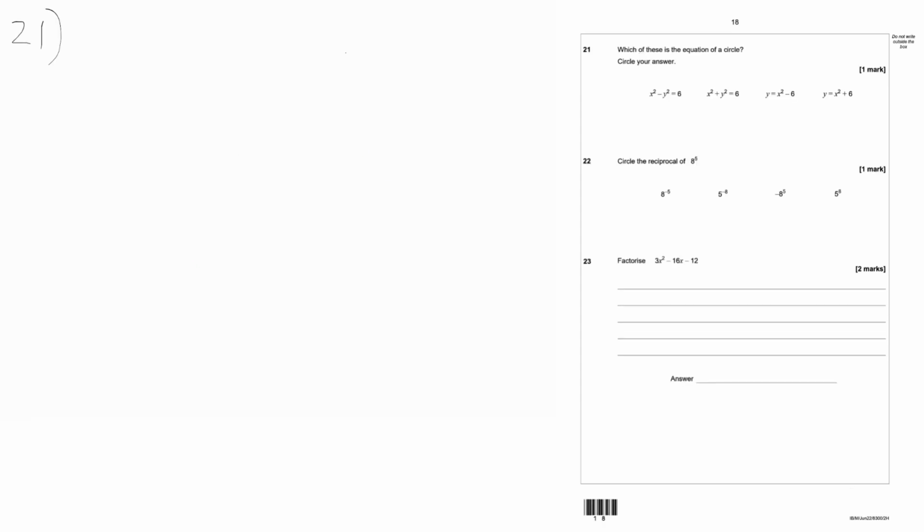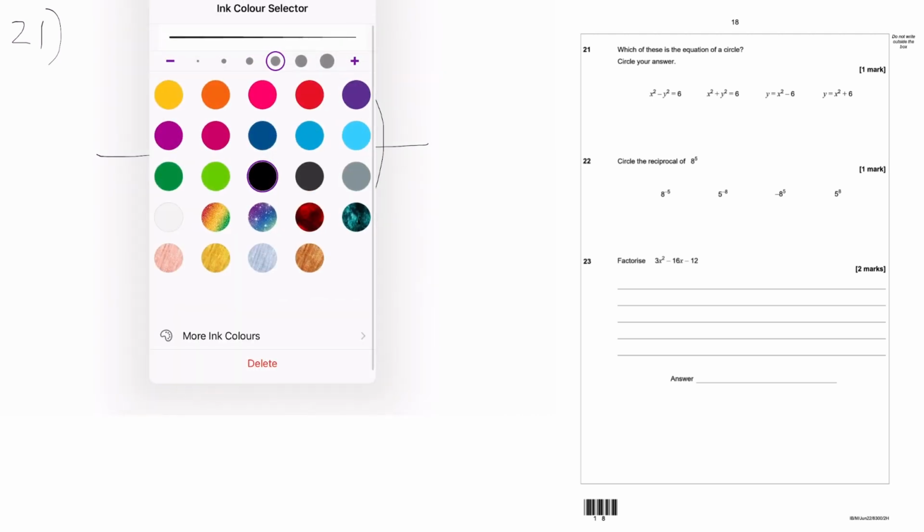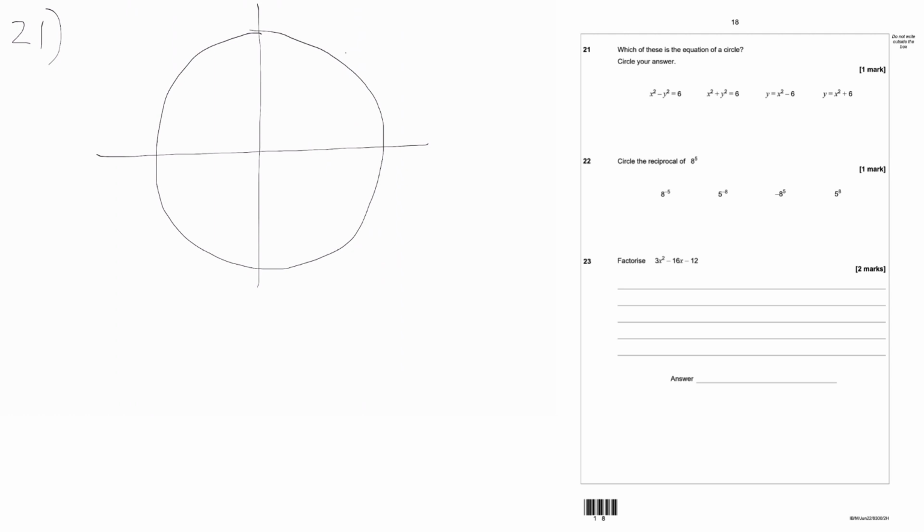Question 21. So we want to know which of these is the equation of a circle. So quick whistle stop tour. We've got our circle on a graph. And let's just change this to red. And we want to know where some point is on that circle. So we've got our radius, we've got our y value, and we've got our x value. So let's call this r, this is the radius.